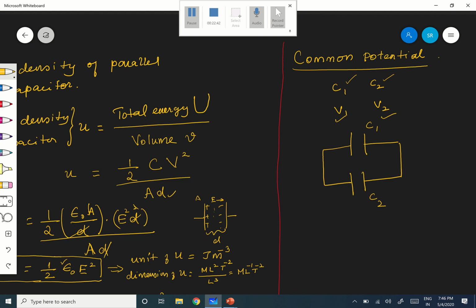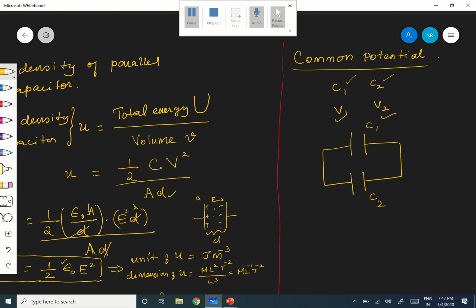Now what will happen? Charge will flow from the capacitor which is at a higher potential to the capacitor which is at lower potential. Therefore, how long will this continue? This flow of charge continues, very important, till both their potentials become equal. Till then, there will be a flow of charge. That equal potential of the two capacitors is what is called common potential.